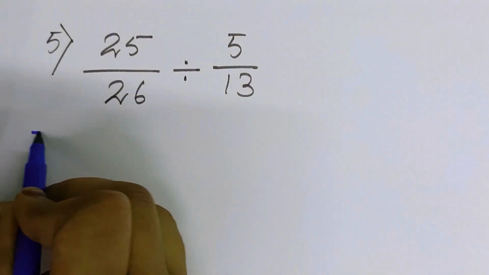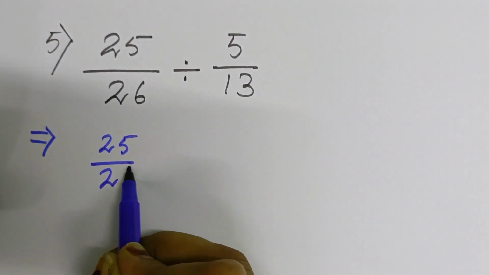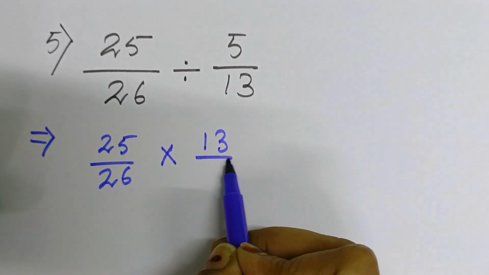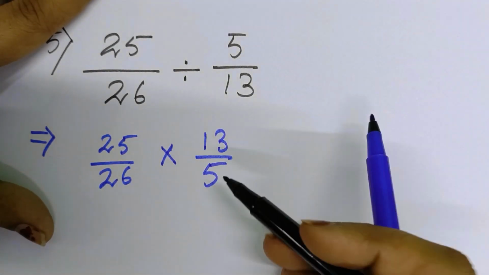Okay, so next sum is 25 by 26. So just write 25 by 26, and this division will change to multiplication. Now reciprocal this, 13 by 5. Okay, now 13 by 5. So our answer now, cut this.